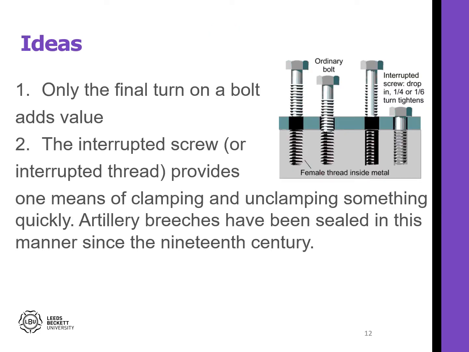Simple ideas. If you think about a bolt, when you tighten a bolt, you turn it. It's only the last quarter or sixth of a turn that actually tightens anything. All the other is just spinning the bolt around. So by using interrupted screws or interrupted threads, you can drop it straight in and just do that quick turn, and it takes seconds, whereas you could be losing a minute undoing and tightening bolts and stuff.